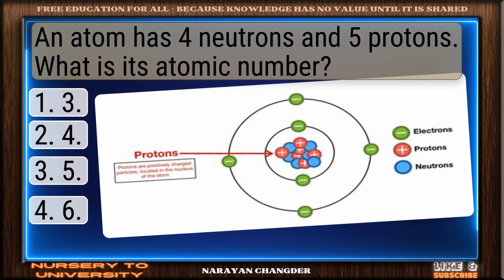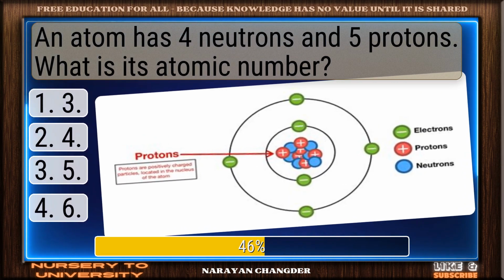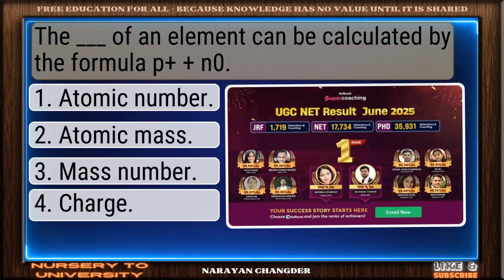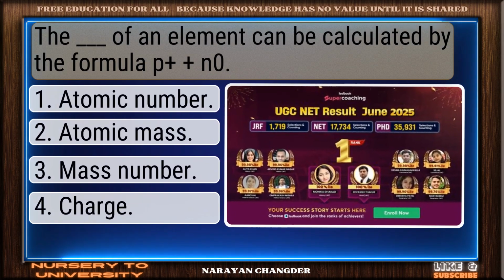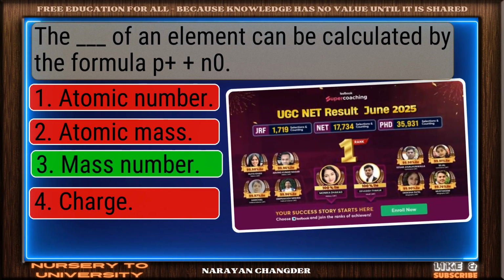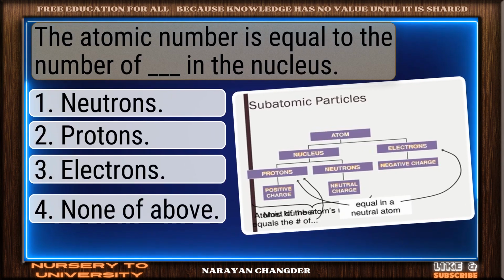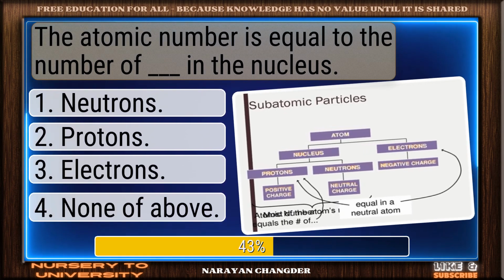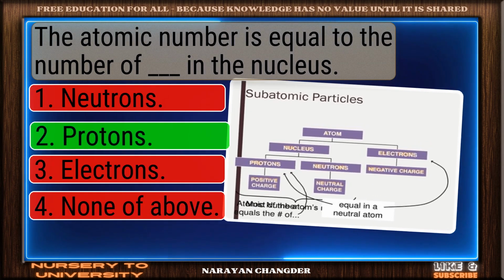An atom has 4 neutrons and 5 protons. What is its atomic number? Valid point. 5 is true. The dash of an element can be calculated by the formula P plus N. Strong choice. Mass number is the right answer. The atomic number is equal to the number of dash in the nucleus. Nicely done. Protons is a solid answer.